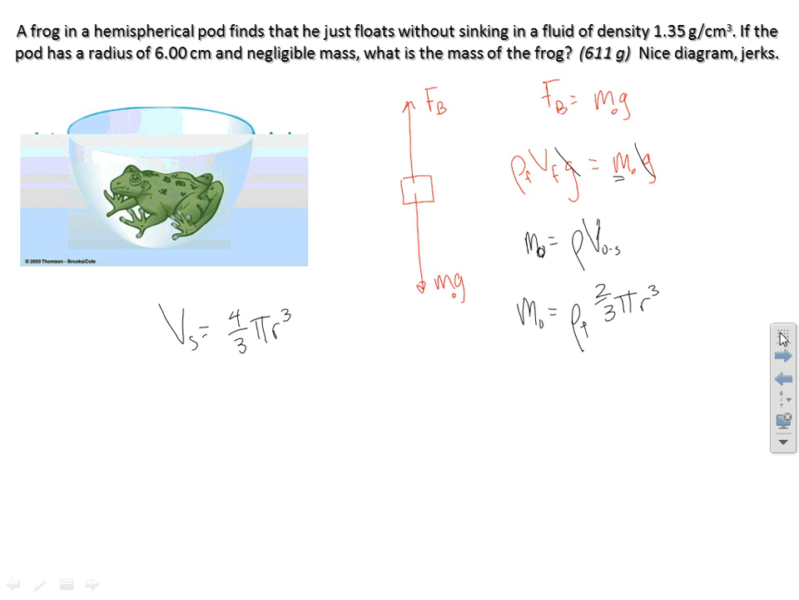Okay? Now, do we need to convert things? Grams per cubic centimeter. All right, well, notice this is 1.35 grams per cubic centimeter times 2/3 pi times r, 6 centimeters, cubed, right? And then our centimeters cubed and centimeters cubed go away, and we're left with grams, so that's okay. That's good.